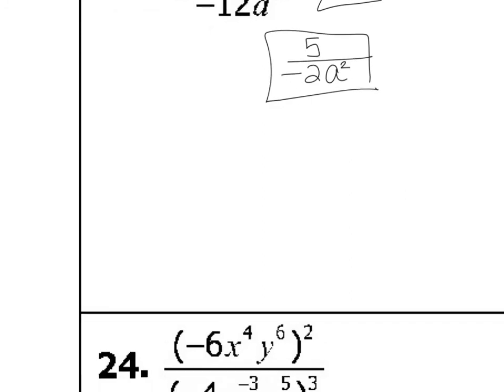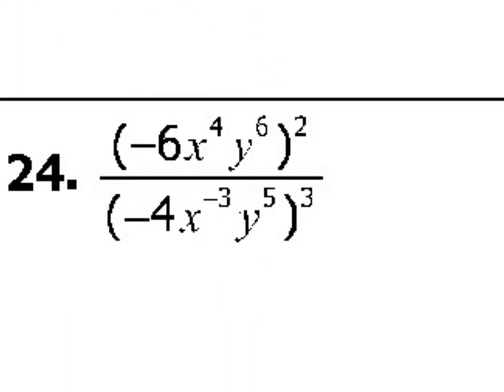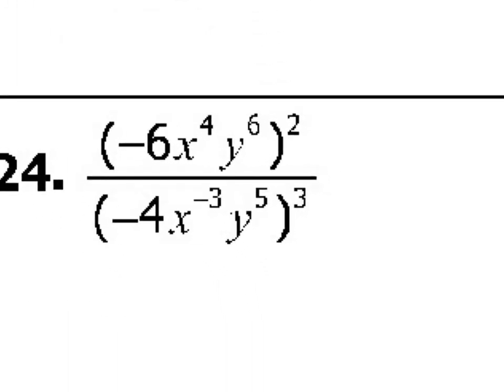And 24. Okay. Negative 6 squared. Negative 6 times negative 6 is 36. And then x to the 4th squared is x^8. It's power to a power. We got that parentheses with exponent on the outside. That means we multiply exponents. And then y to the 6 times 2 is y^12.